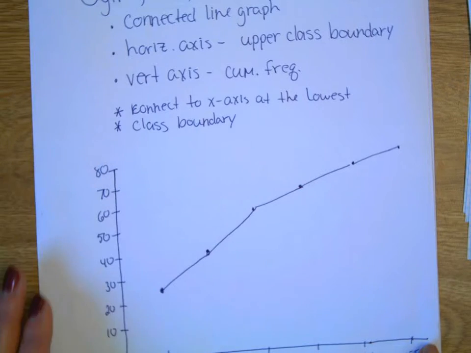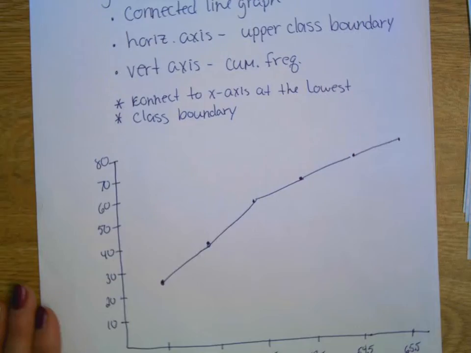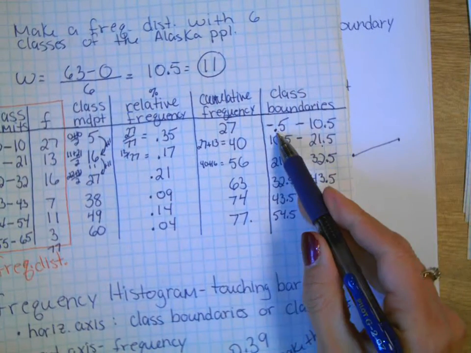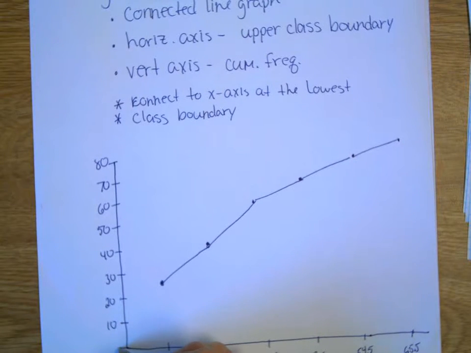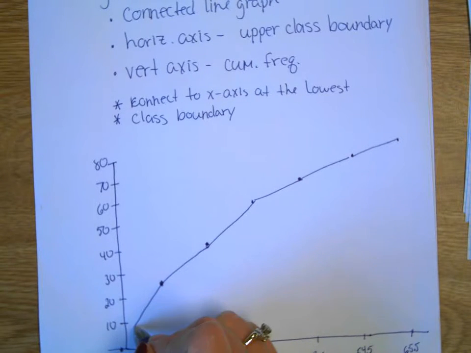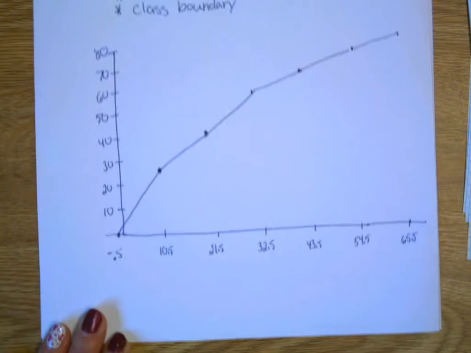So what's my lowest class boundary? And you remember from yesterday, negative 0.5. So I'll back this up to negative 0.5 and connect.